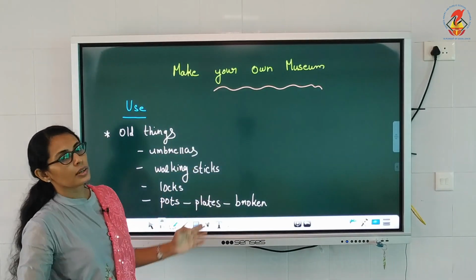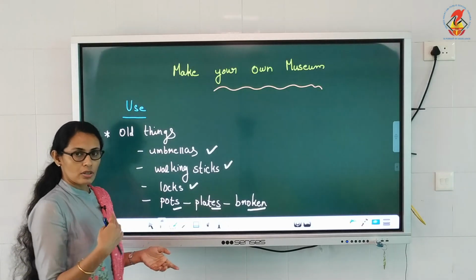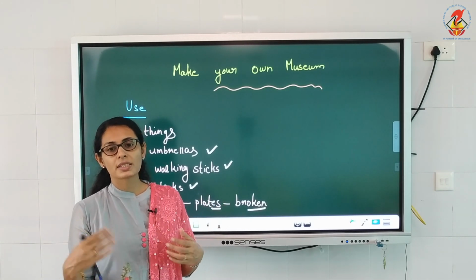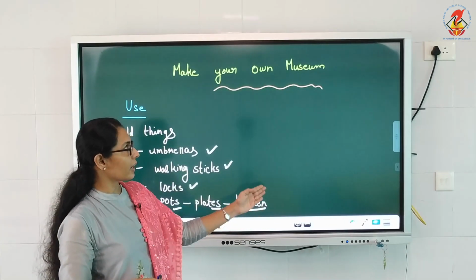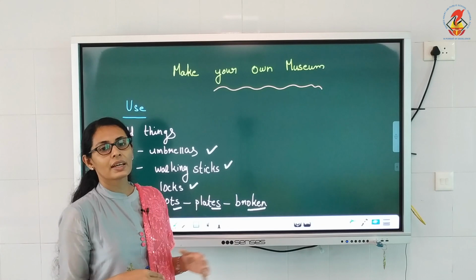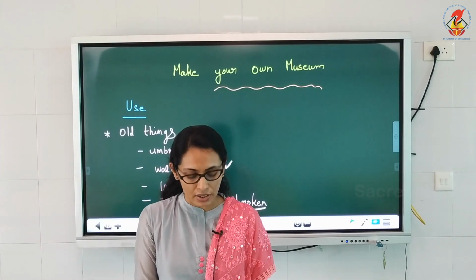So what are the things you can use? You can use old things like umbrellas, walking sticks if available, keys and locks, pots or plates, broken plates, or even plates that are not broken but that we are not using anymore. That kind of things you can also keep for your museum. In this way we can also make our own museum. Okay children, so try that at your home.